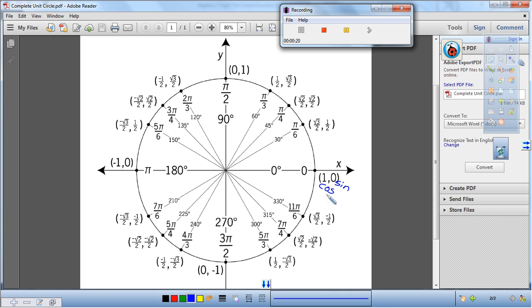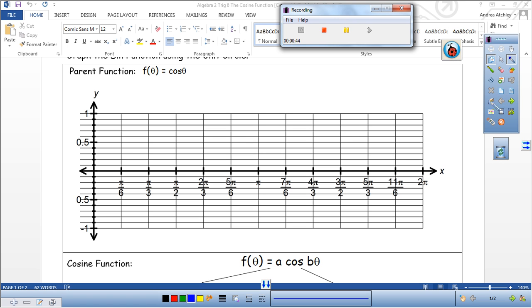On Monday when we learned about the sine function, we used the y values at each radian degree. This time we're going to use the cosines, the x values. Okay, so the cosine of 0 is 1. So we go back to our graph. In a graph, when x is 0, y is 1. Okay.